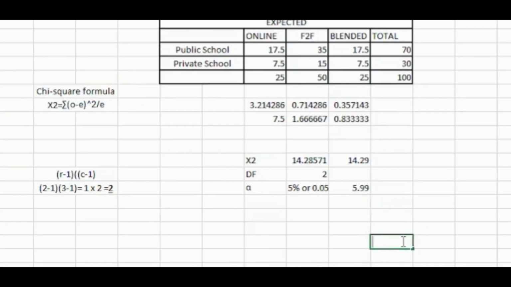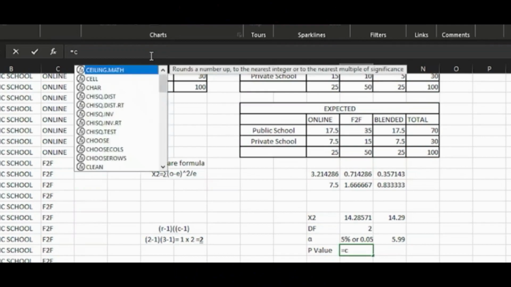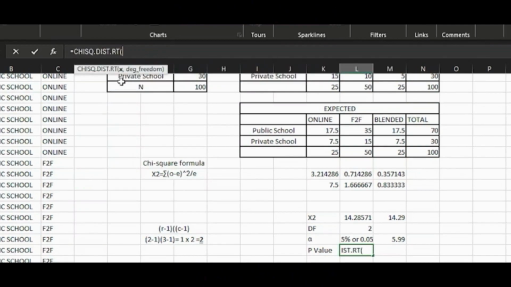Normally, we can compare our chi-square already to know if there is an association, but let's get our p-value, since it will dictate the probability of getting our chi-square result. This acts as a reinforcement that supports the hypothesis. Using the formula equals chi-square distribution right-tailed, we can select the cell containing the chi-square result and the degrees of freedom to calculate our p-value.